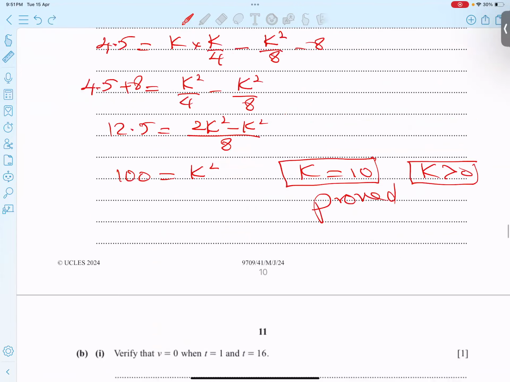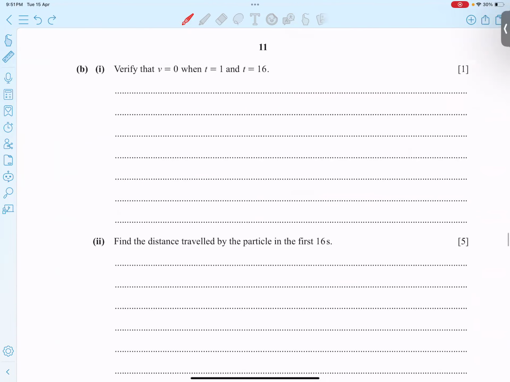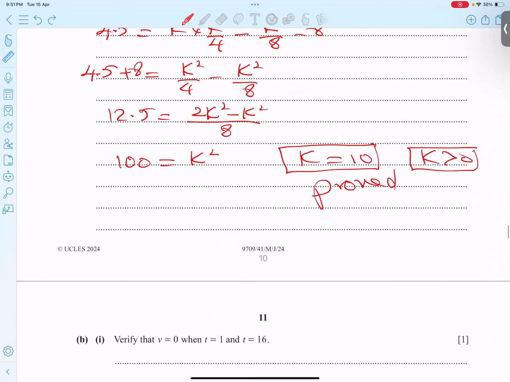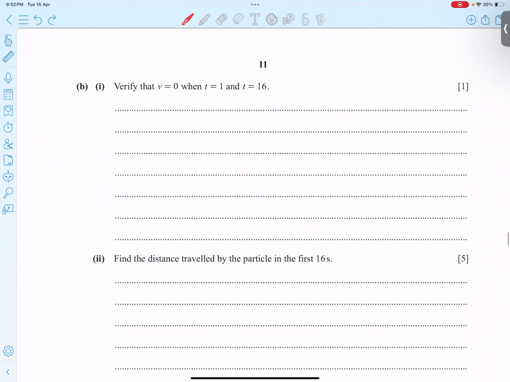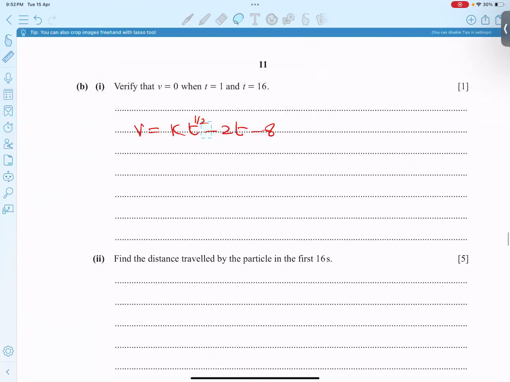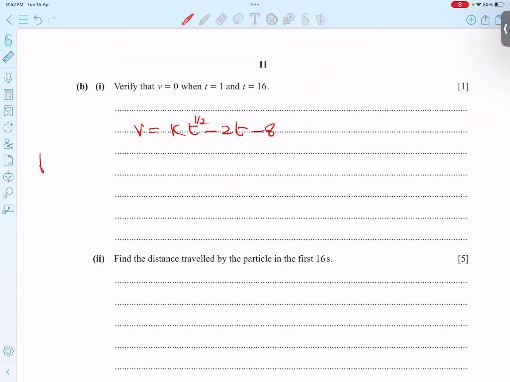Now, students, let's go for the next part. Verify velocity is 0, time is this and this. So I will plug in. I have the velocity. Yes, I have the velocity. I'm going to paste the velocity here. And what I'm going to do is put velocity equal to 0. At the same time, I'm going to put k value 10 as we did before. So 10 t to power half, minus 2t, and minus 8. How to resolve this kind of thing? I will assume, okay, I'm doing it here below.